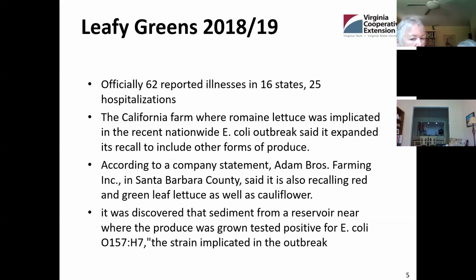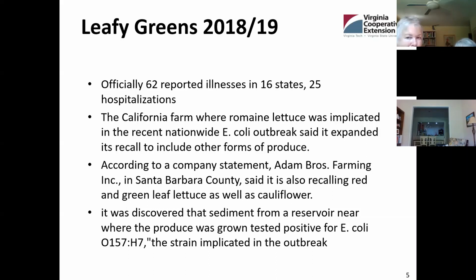What was the cause of this outbreak? Well, it was discovered that sediment from a reservoir near where the produce was grown tested positive for E. coli, which was the strain implicated in the outbreak. Now, the official federal report suggests that they have no way of knowing if this farm was the only cause of this outbreak, and they suspect that it wasn't, but they haven't found any evidence for specific other farms.